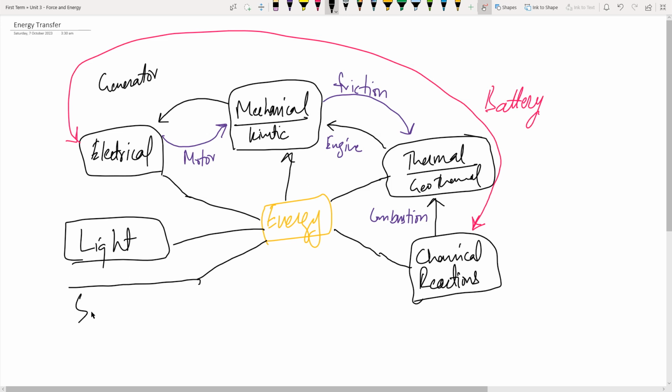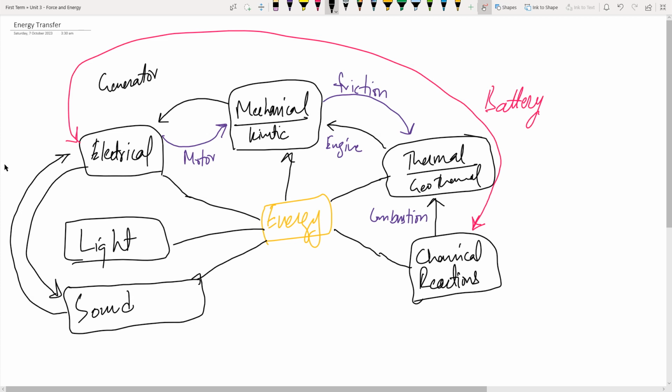Then we have sound energy, right? Sound energy can be delivered using speakers. We convert electrical into sound using speakers, and we convert sound into electrical signals using a mic, right? As I said, I did discuss this in detail over here. We call this a speaker.